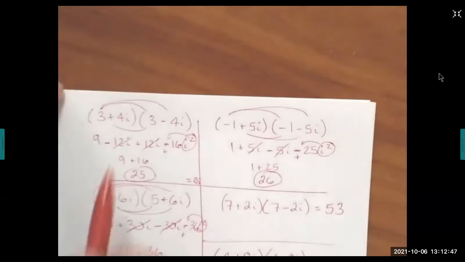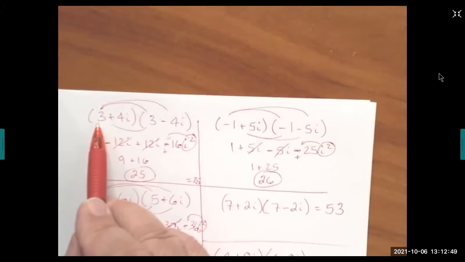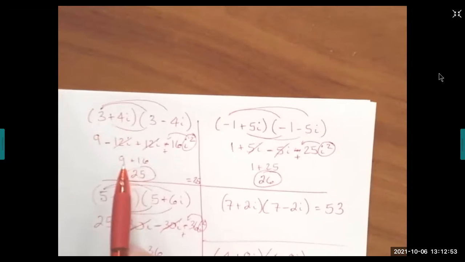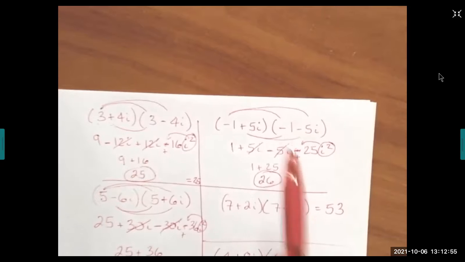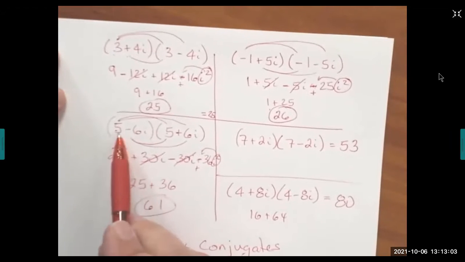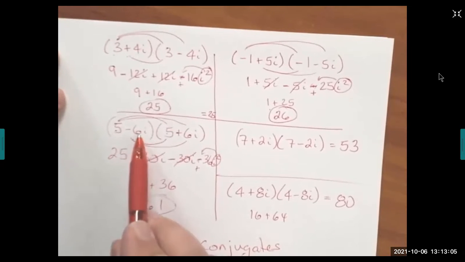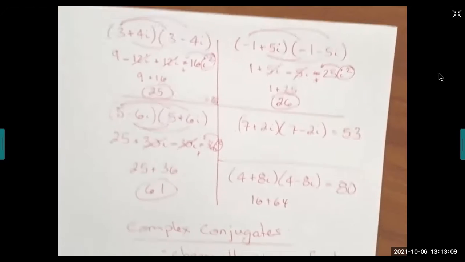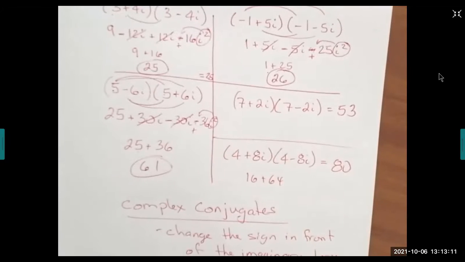Let's look at these. 3 squared is 9, 4 squared is 16, 9 plus 16 is 25. 1 squared is 1, 5 squared is 25, 25 plus 1 is 26. 5 squared, 25. 6 squared, 36, 25 plus 36. So that's a shortcut. You don't have to do all that foiling now, only on these types of problems.